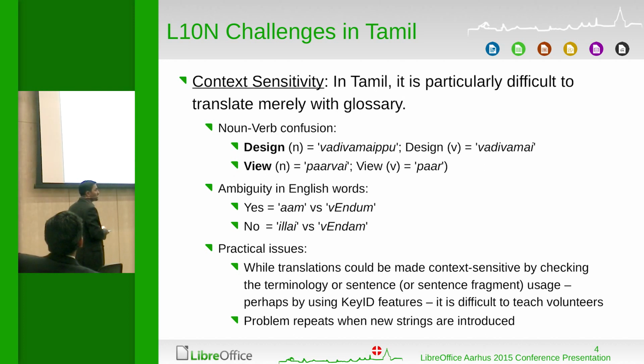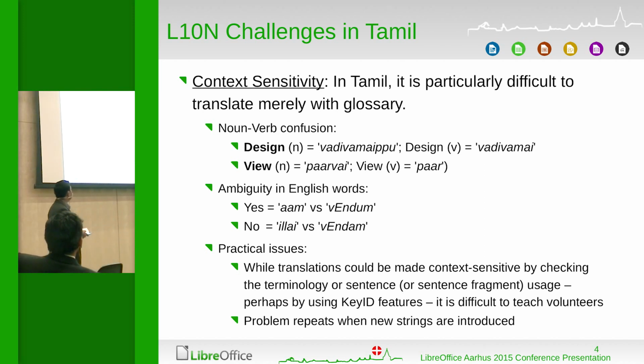Yeah, we see some ambiguity while using yes or no kind of translation for Tamil. For example, we say "aam" or "ஆம்" for yes. We can use both of them, but we don't know in which context which word is right. Without seeing the context, it is difficult for us to use either one of the translations. So that's one kind of challenge.